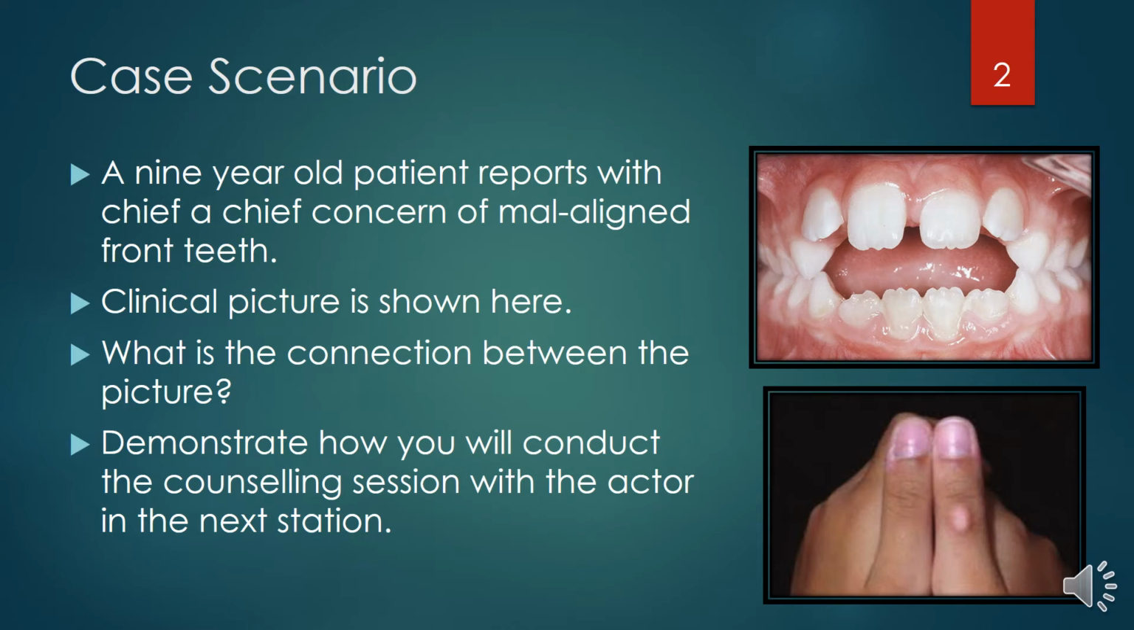I want you all to have a look at the two pictures that are present on your screen. Okay, so this is a 9-year-old patient who reports with a chief concern of malaligned upper front teeth. As you see in this clinical picture, there is a malalignment according to the patient. More technically, this is called an open bite. And the second picture is of the two thumbs of the child.